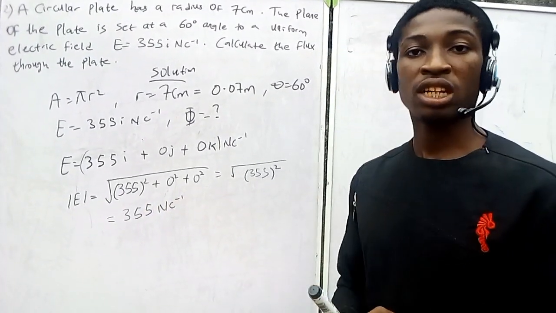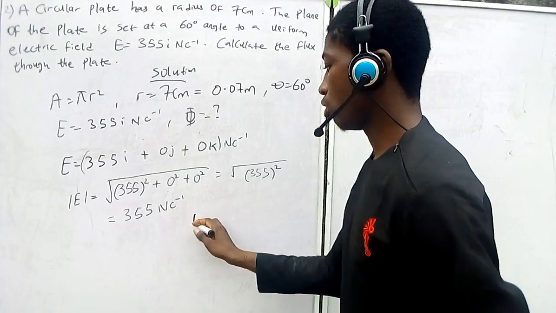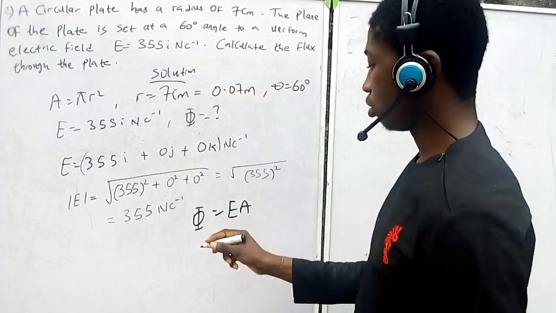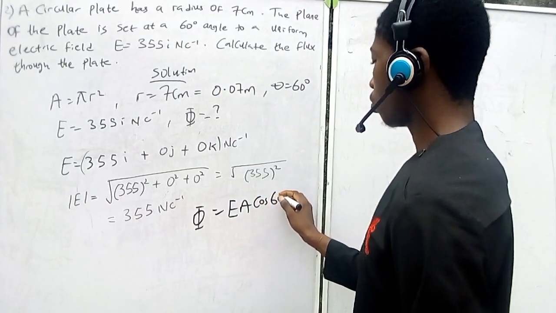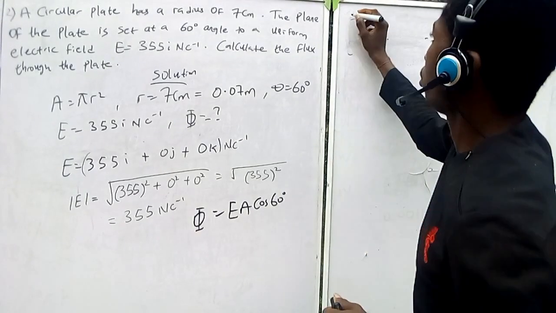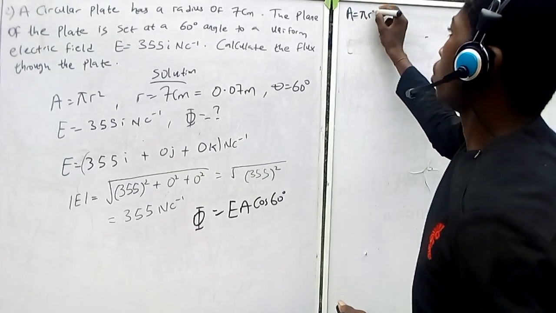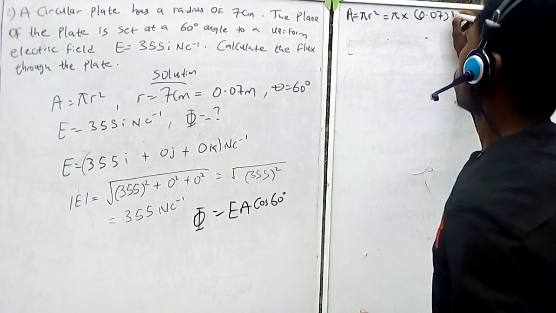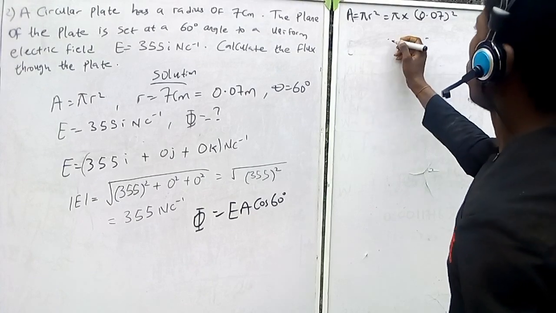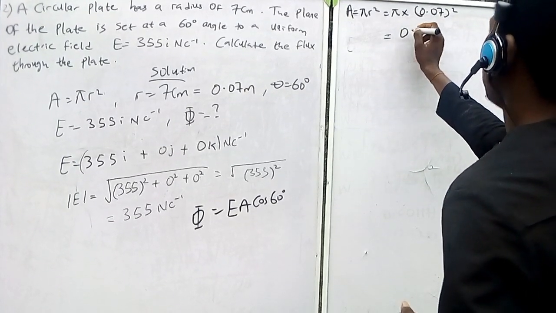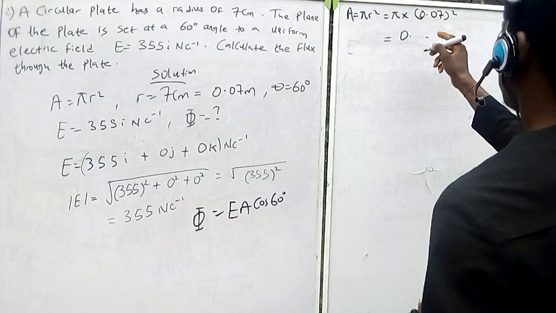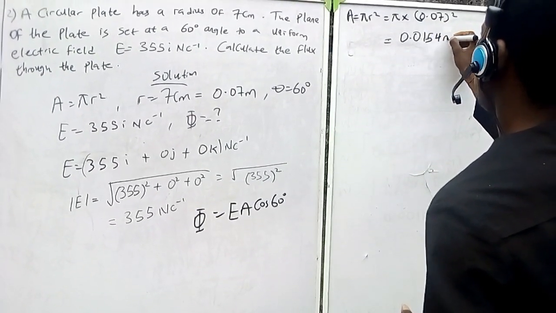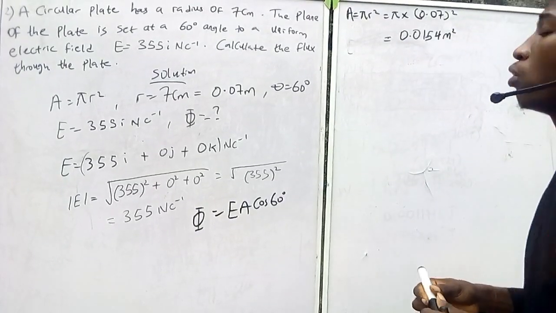Let's go over and get our area, right? Because electric flux obviously is equal to electric field times area. Because there's an angle given, that will be cos 60 degrees. So now our area of the circle is pi r squared, right? That is pi. What is our r? Our r is 0.07 all squared. If you do that, you should have something like 0.0154 meters squared. So our area is 0.0154 meters squared, right?